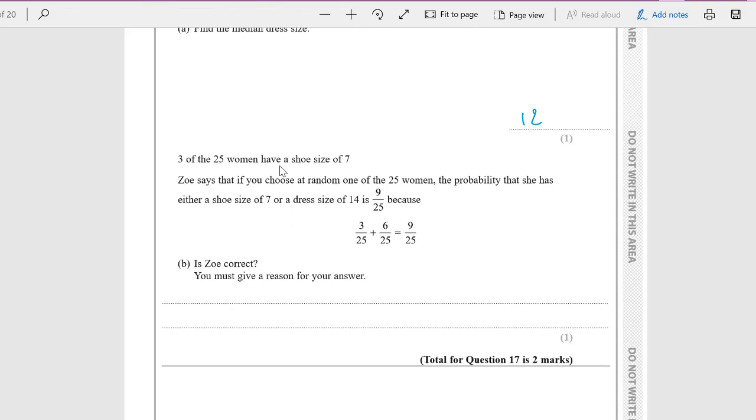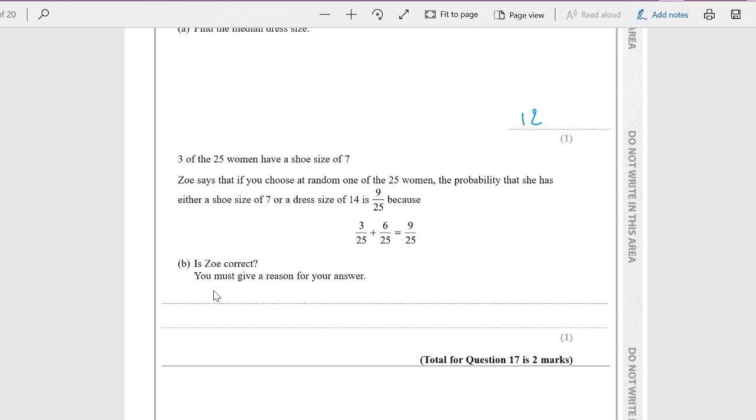So 3 of the 25 women have a shoe size of 7. Zoe says that if you choose at random one of the 25 women, the probability that she has either a shoe size of 7 or a dress size of 14 is 9 over 25. Because 3 over 25 of the women have shoe size of 7 plus 6 over 25 equals 9 over 25. So, is Zoe correct? Give your reason for your answer.